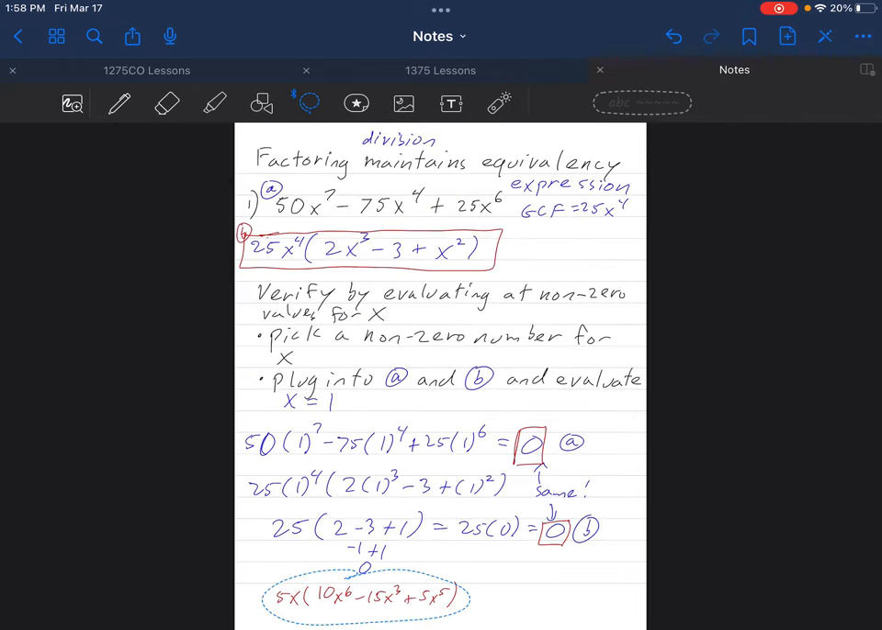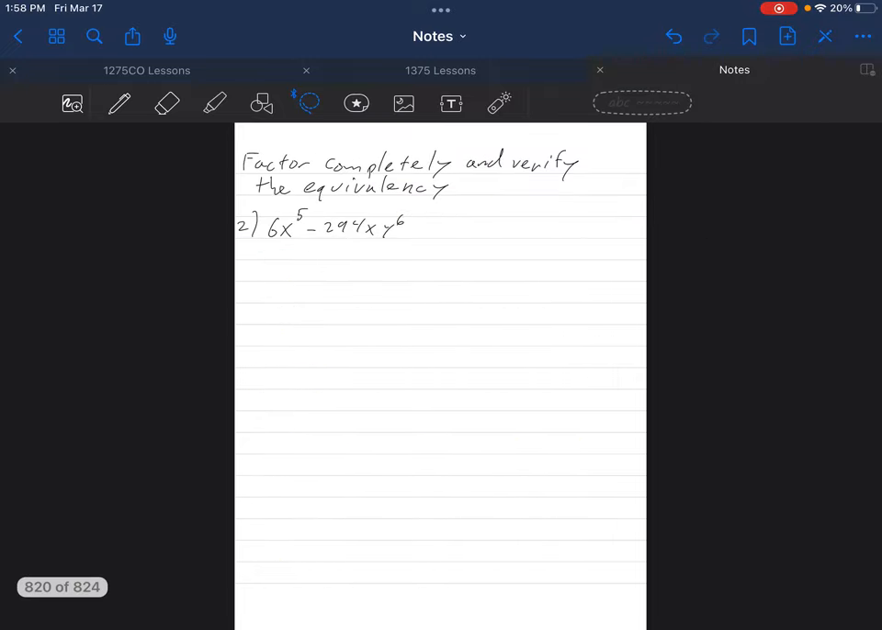All right. Verification also works for rational expressions, simplifying rational expressions, simplifying complex fractions. You can verify by choosing numbers and checking, choosing non-zero numbers. Let's try another expression, polynomial expression, and maybe we'll do a rational expression. I think I have one queued up here.